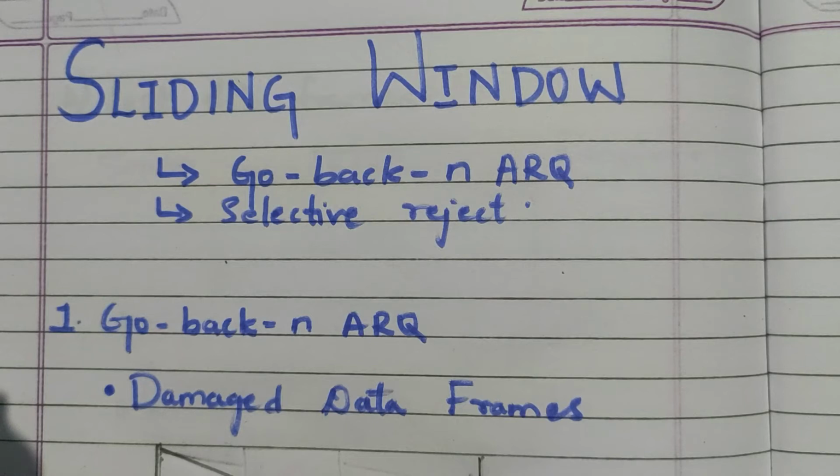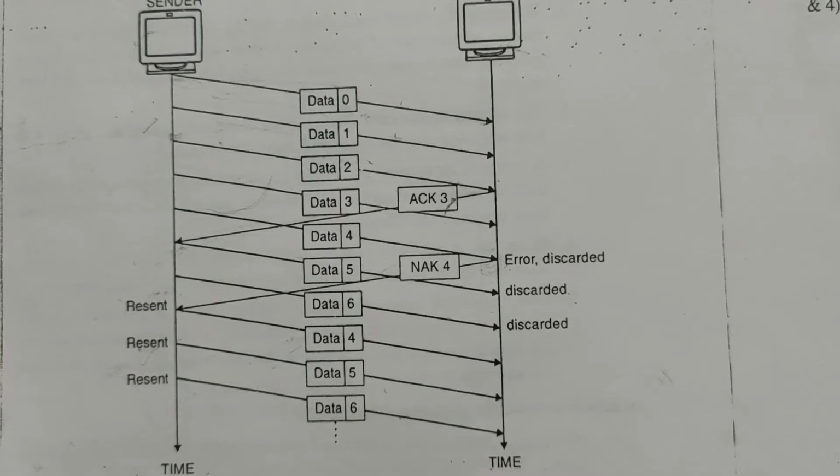Sliding window ARQ is of two types: go back N ARQ and selective reject. So we will learn go back N ARQ first. In go back N ARQ, we'll start with go back N ARQ for damaged data frames. This is a sliding window ARQ.